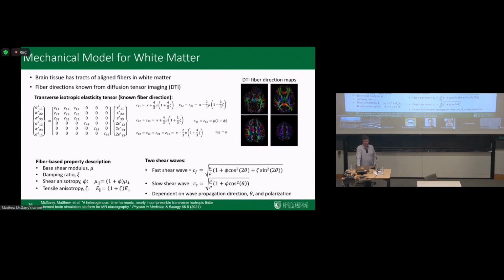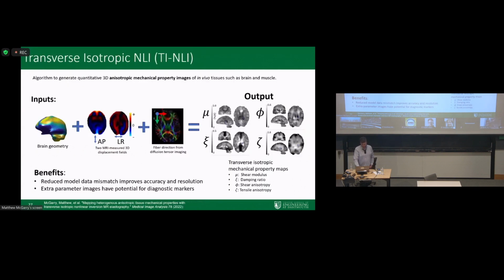Fibrous material has two different types of shear waves, depending on the polarization direction with respect to the fiber angle and the propagation direction. You've got a fast shear wave and a slow shear wave. So if you measure a brain vibrating and both these types of waves are present, you should be able to compute the stiffness and the anisotropy. The actual algorithm that we use is based on the nonlinear inversion finite element based approach I showed you before. The inputs are the brain geometry, so we create the finite element model, and two different displacement fields, so we get a bigger diversity of wave propagation directions. We vibrate from the back of the head in the anterior-posterior direction, and we do a separate experiment where we're vibrating from the left and right direction.